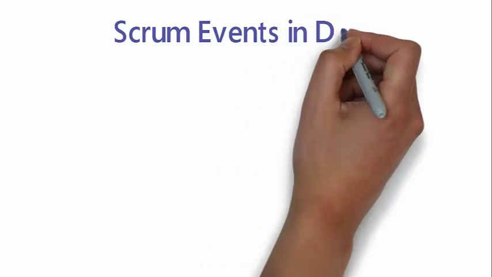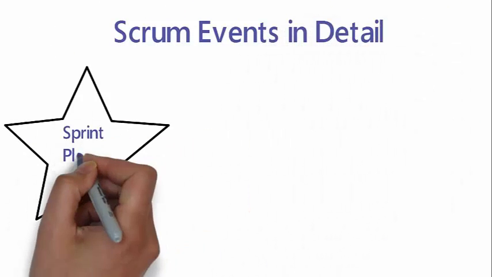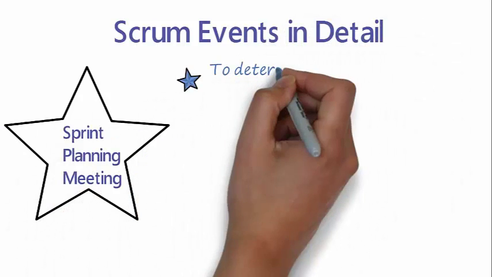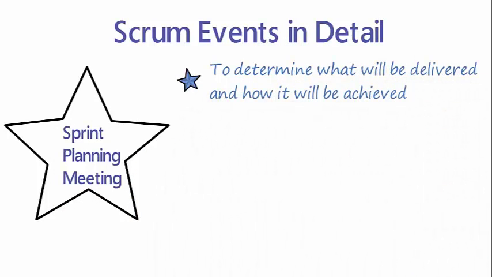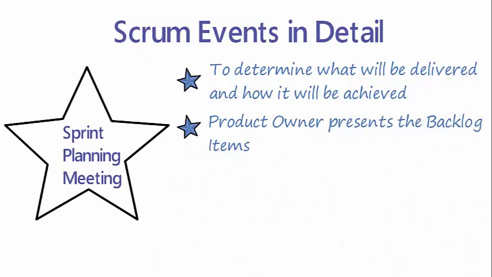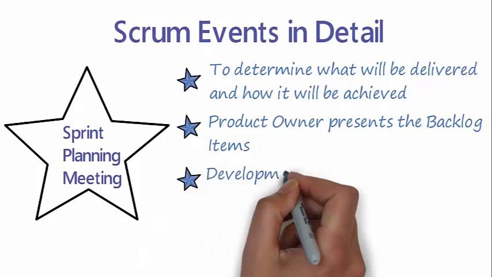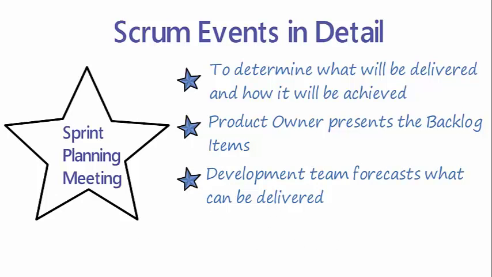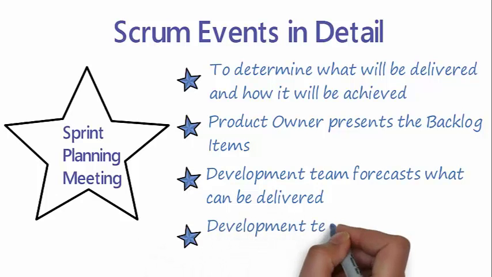Let us look at another event, the sprint planning meeting. During this meeting, the team will identify what will be delivered and how it will be achieved. The product owner will present the high priority items from the product backlog. The team will then discuss it to create a shared understanding. The development team will plan for the successful delivery of the sprint. At the end of the meeting, the development team will forecast what can be delivered from the sprint.